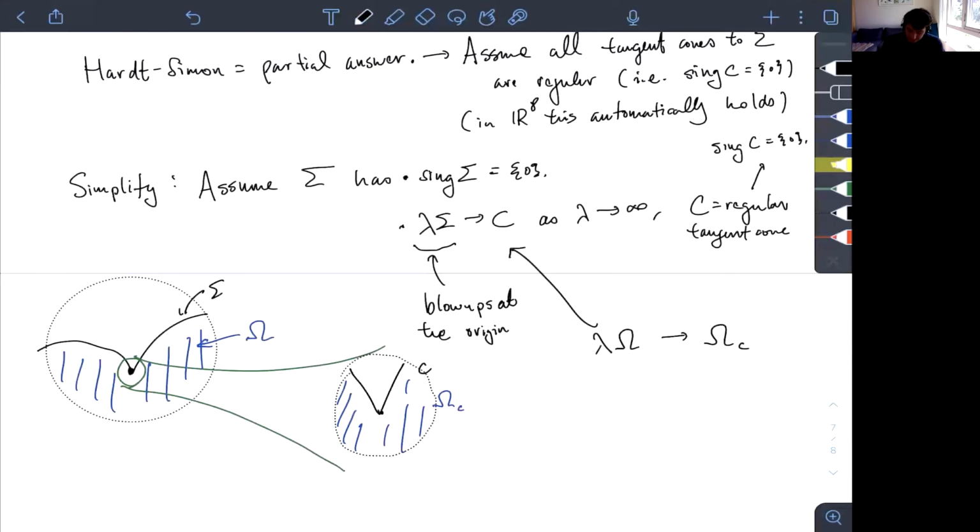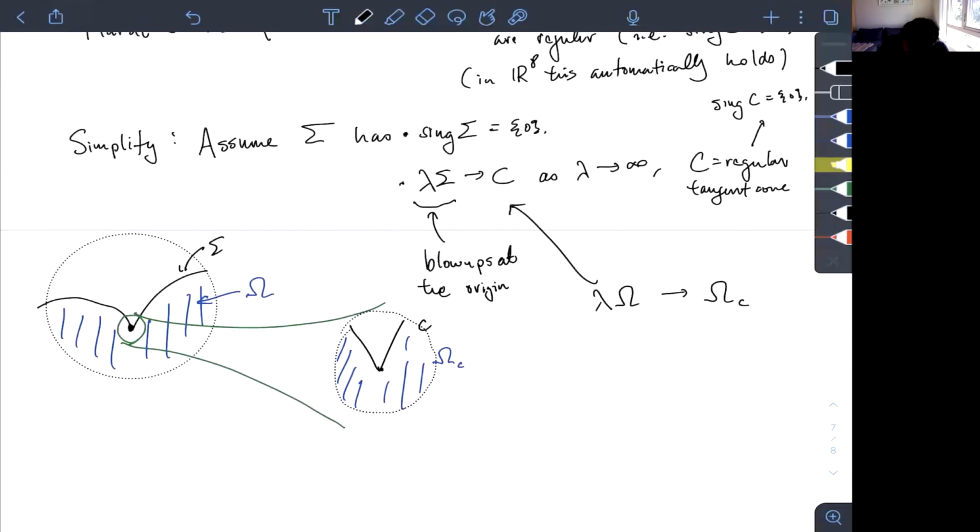Okay. And sorry, let me also say that I changed colors here. These are the surfaces sigma j. So we've assumed that there are these other minimal surfaces sigma j that solve the Plateau problem, and they lie inside of omega. All right. So this is the setup and the theorem of Hart-Simon.